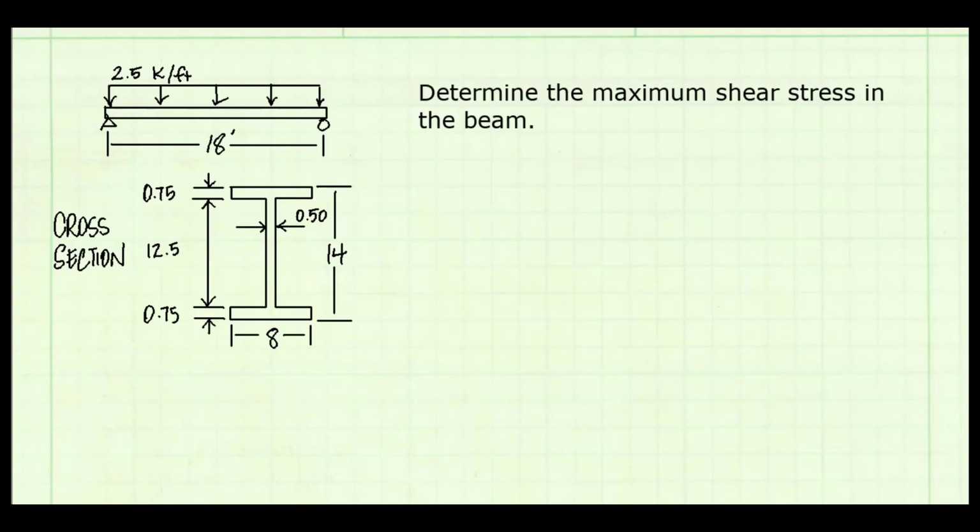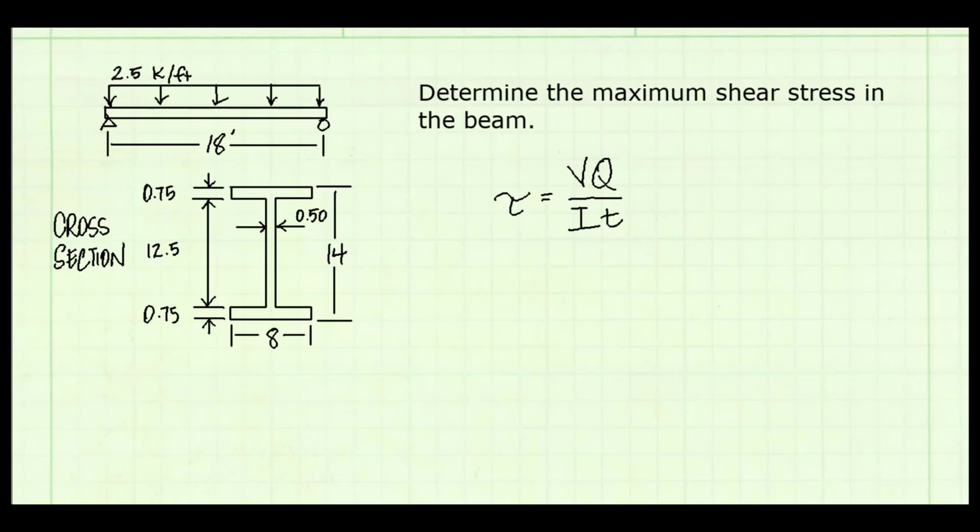This example problem states, determine the maximum shear stress in the beam. We have a simply supported beam, with a pin at one end and a roller at the other. It is subjected to a uniformly distributed load. We're also given the cross-section. It has an I shape. I'm going to use the shear formula to solve this problem.